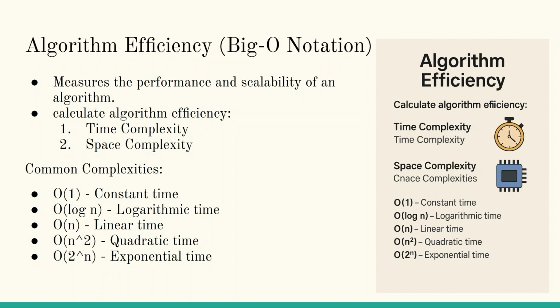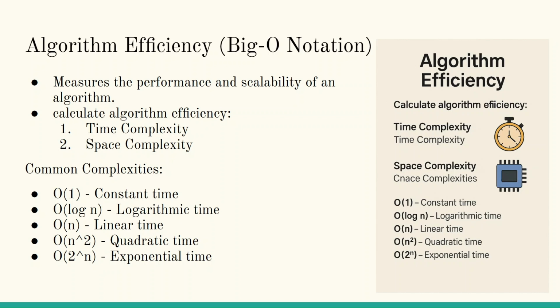Time complexity. This represents the amount of time an algorithm takes to run, expressed using big O notation. For example, O(1) constant time, O(log n) logarithmic time, O(n) linear time, O(n²) quadratic time. It describes how the runtime grows with respect to the input size. For example, if an algorithm has time complexity O(n), its runtime will grow linearly as the input size increases.